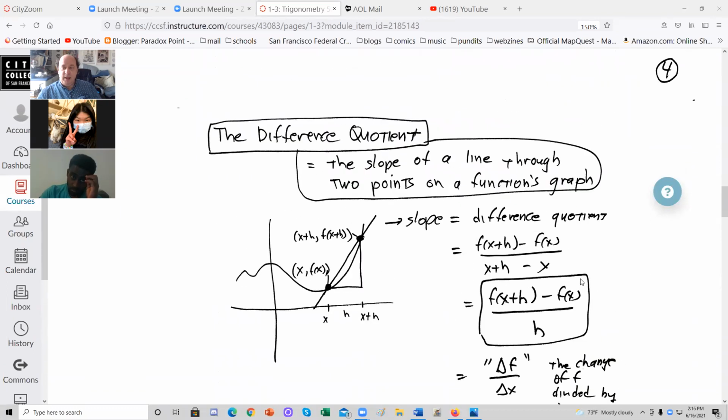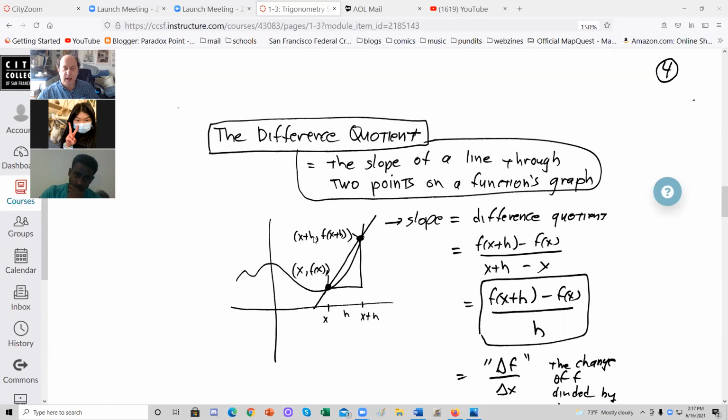Now here's something you'll be seeing a lot more of when you get to the calculus. It's something called the difference quotient. The idea is that given 2 points on the graph of a function, what is the slope of the line between them? So here's a point x, f of x. You move over a distance h.